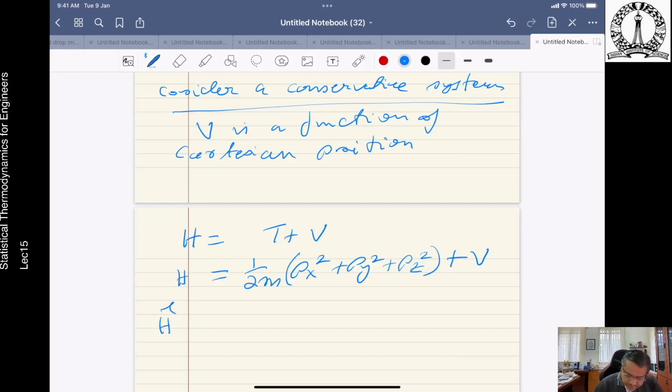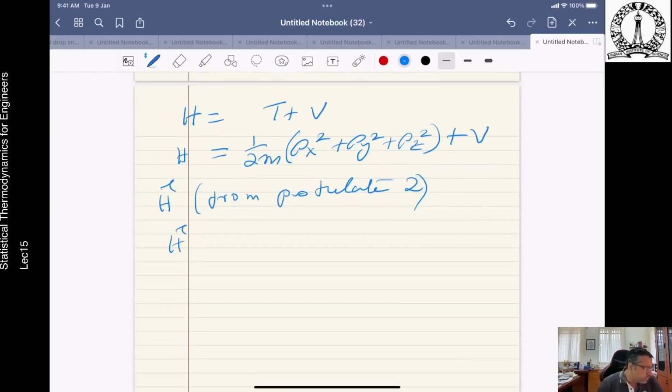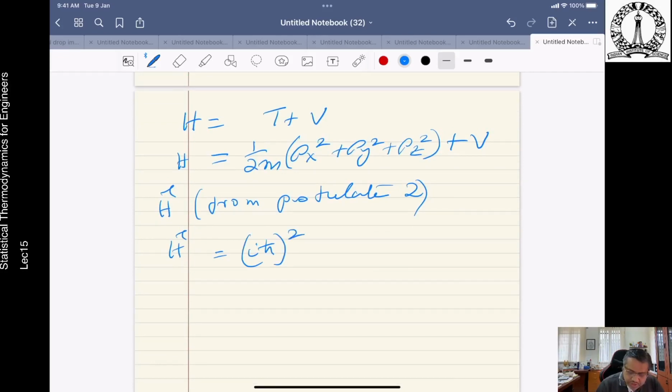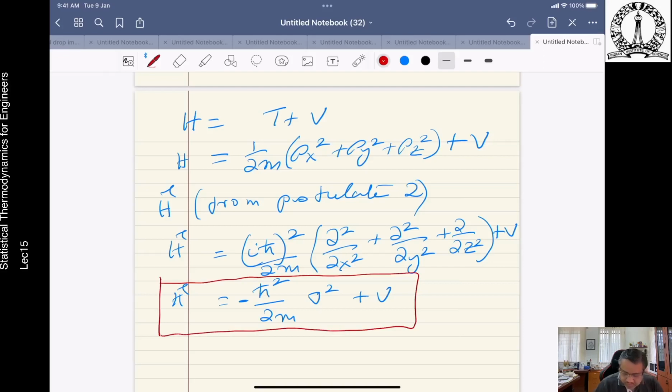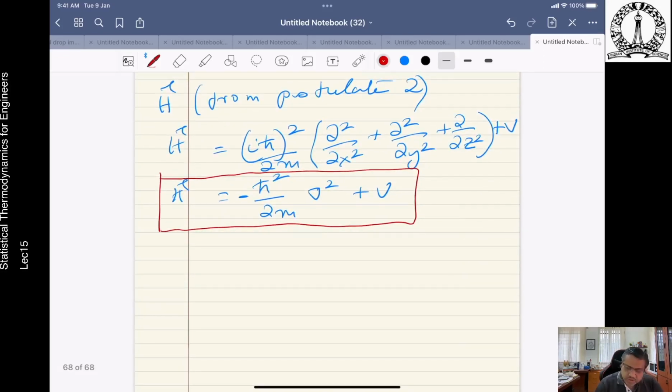So the operator, again from postulate 2, which we just did a few moments ago, with h bar, becomes minus i h bar squared, d squared dx squared plus d squared dy squared plus d squared dz squared, plus V. So the operator essentially becomes minus h bar squared by 2m, the Laplacian, plus V.